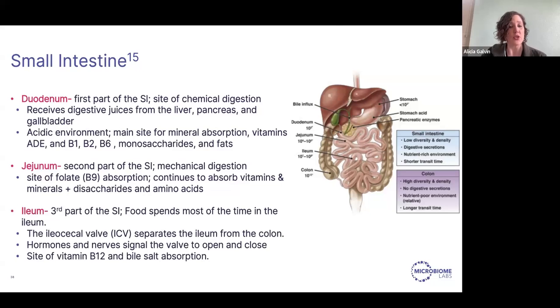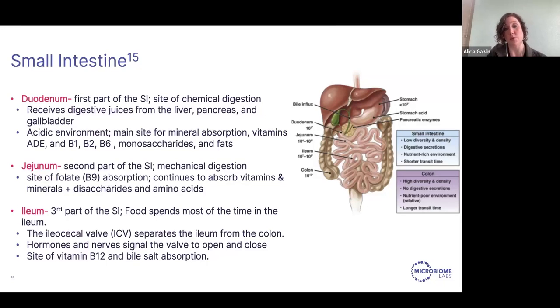And then in the ileum, which is that third part of the small intestine, this is where most of the food is going to spend its time when it's going through the small intestine. A lot of it's going to spend its time in the ileum. And this is where you have that ileocecal valve that separates the colon from the ileum, preventing that backflow from the colonic contents. And there's also a lot of B12 and bile salt absorption that's going to happen here. This is the main site of where that's going on.